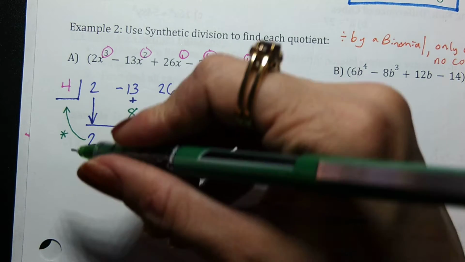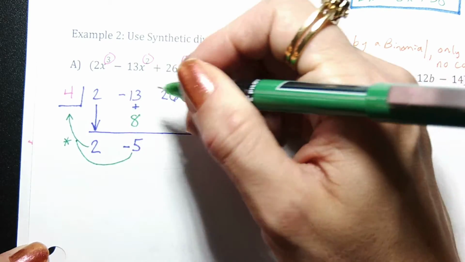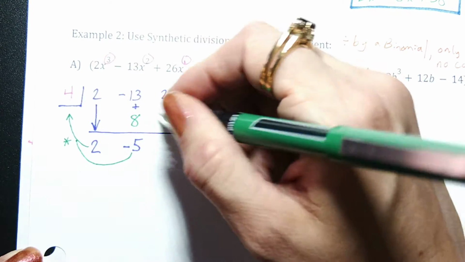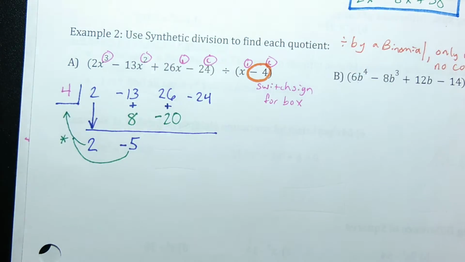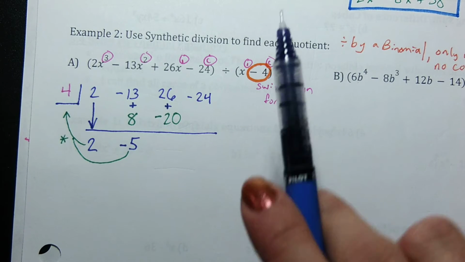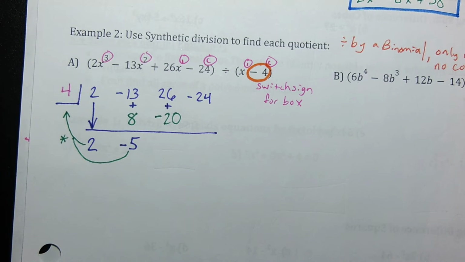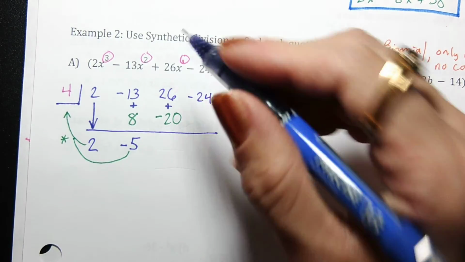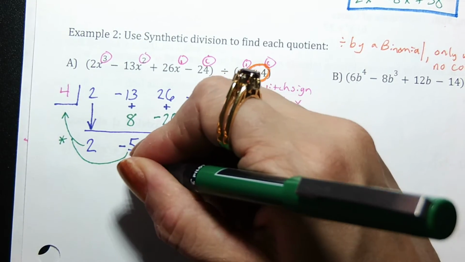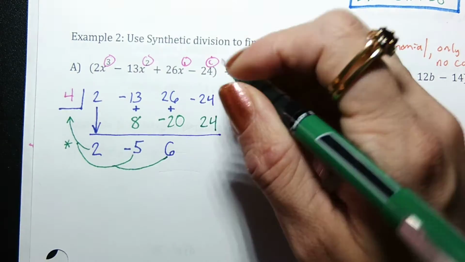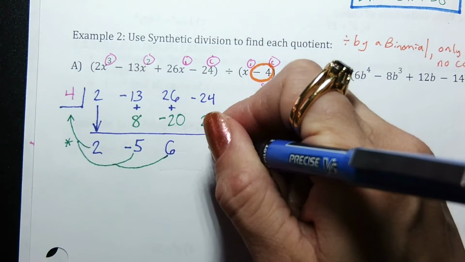So we take the bottom number times the box. So negative 5 times 4 is negative 20. And then we add straight down. So times the box, add straight down. Times the box, add straight down. And that's why it's called synthetic division, because we're not subtracting at all, and we're not even dividing. We're just multiplying and adding. So when I add straight down, 26 plus a negative 20 is 6. Then 6 times the box is 24. Add straight down, and we get 0.